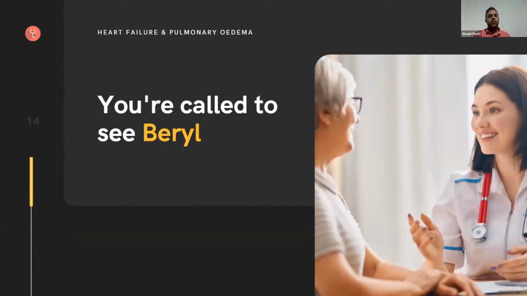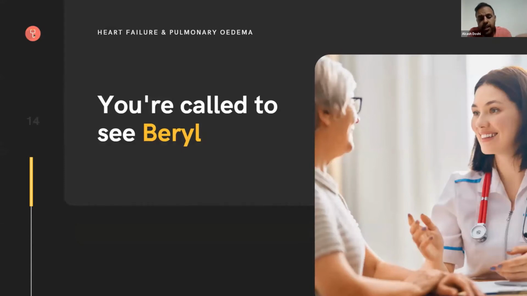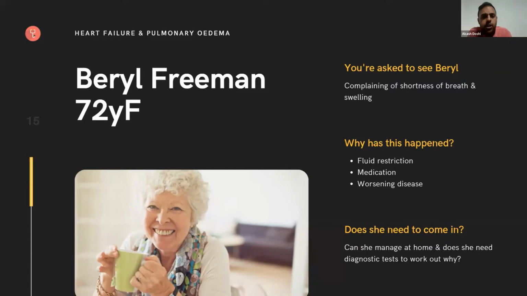Let's showcase all of this so that we understand it a bit better with our lovely Beryl. So you're called to see Beryl, and you might be seeing Beryl in primary care, as a result of attending a call that she's made to the ambulance service, or Beryl might be in the emergency department with you. But essentially, the principles are the same. So here's Beryl Freeman. She's a very, very sweet old lady. She's 72, and she comes to you complaining of shortness of breath and some leg swelling.